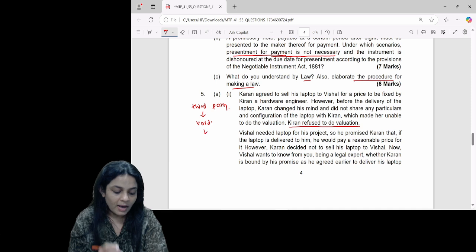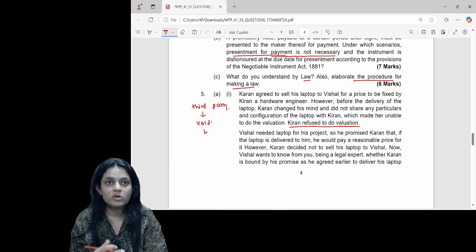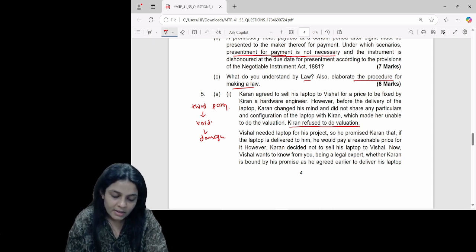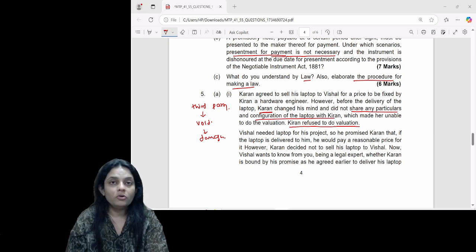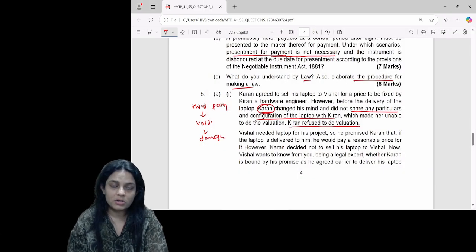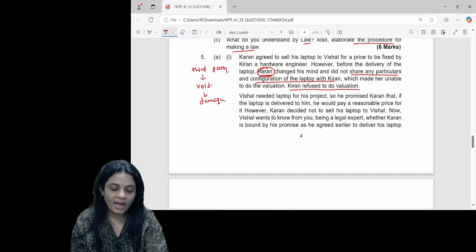However, if the third party is not able to do the valuation due to the fault of any of the parties, then the aggrieved party can claim damages from the other party. Here, it is very clearly given: Karan changed his mind and did not share the configuration with Kiran. So, whose fault is it? Karan's fault. So, is he liable to give damages to Vishal? Yes.